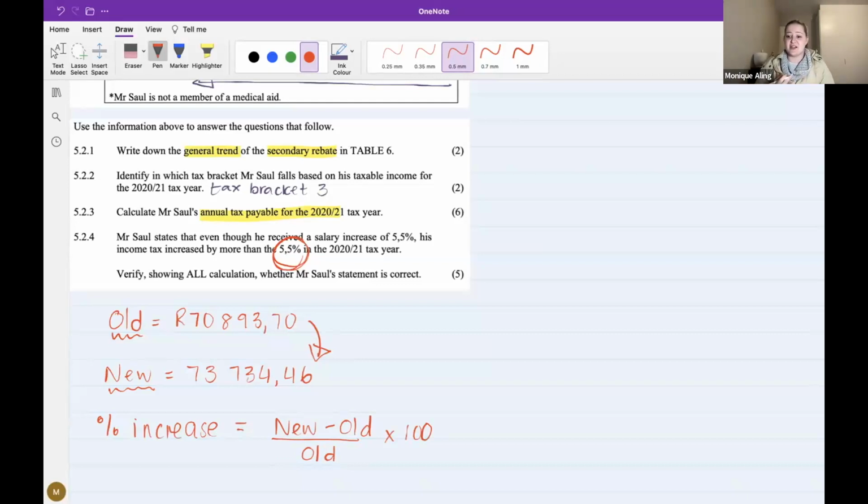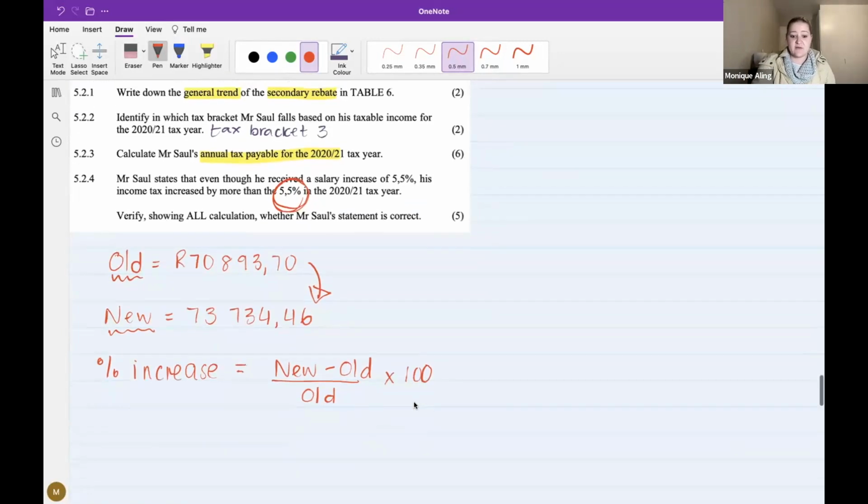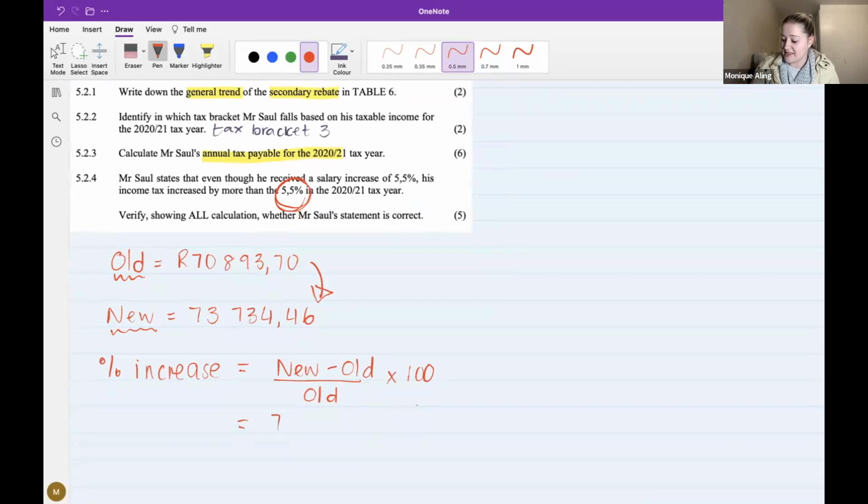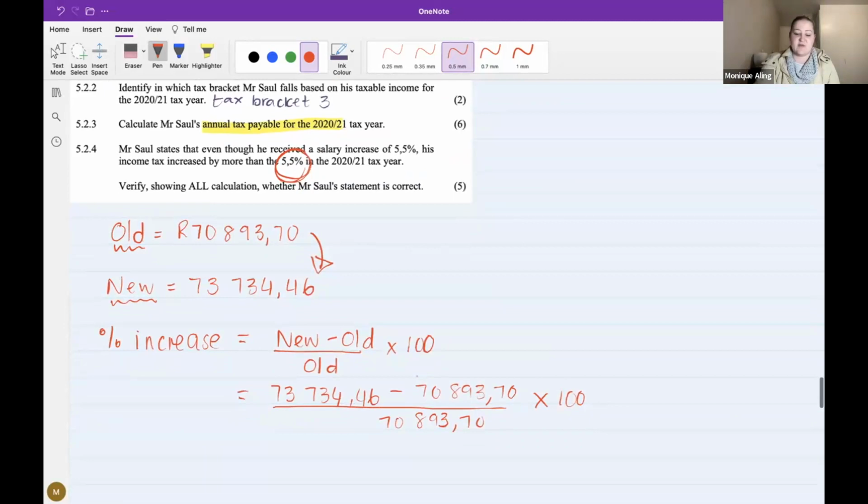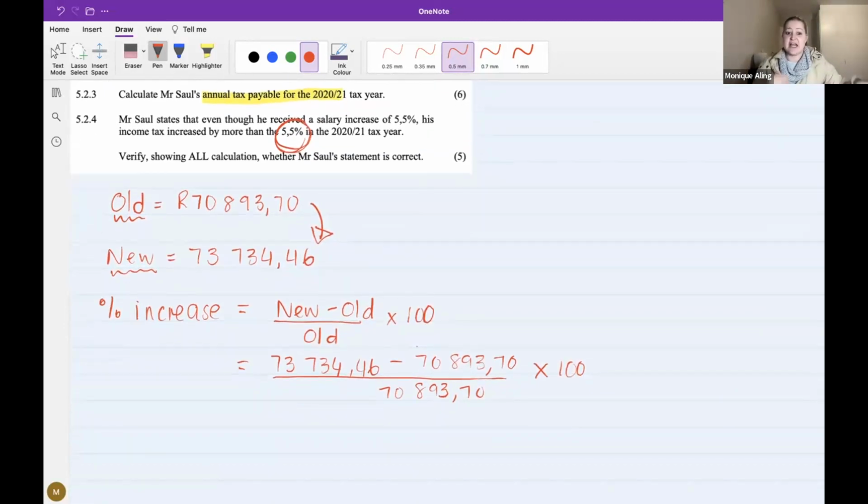So whenever we want a percentage increase, percentage decrease, percentage change, inflation rates, we use this. So we take our new amount, which is 73,734.46, minus the old amount, which is 70,893.70, over the old amount. And because we want it in percentage form, we times by 100. So I'm going to give you guys a minute to quickly work that out for me and tell me, is his statement correct or incorrect? Did his tax amount increase by 5.5%?